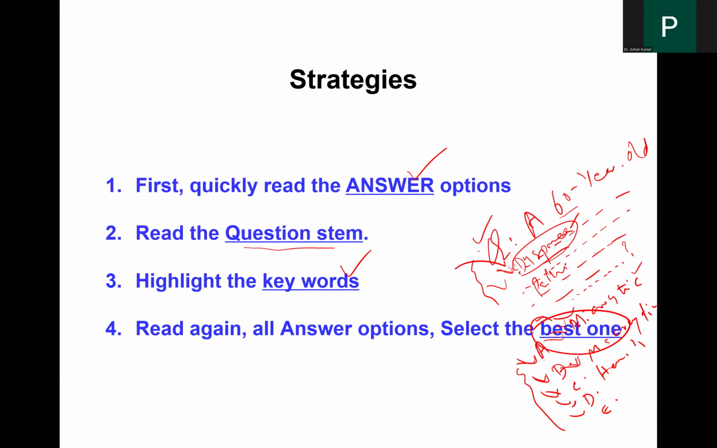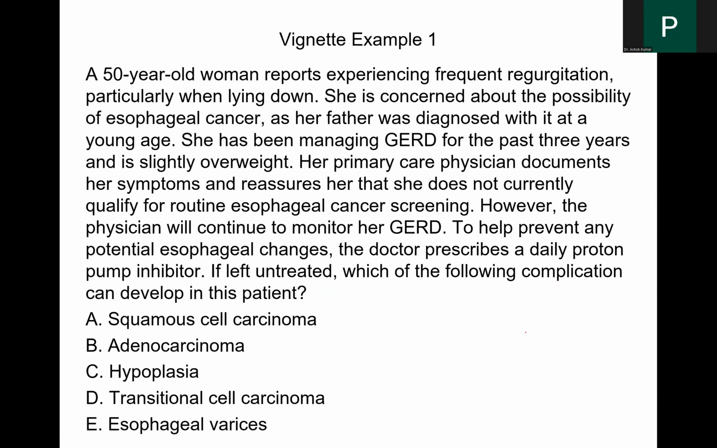Correct? So that's clear. First, you read the answer options, then read simply in flow. Then you read the stem, underline or highlight the keywords, and then read the answer options and select the best one. Perfect. So let's go through this example. Vignette example one.